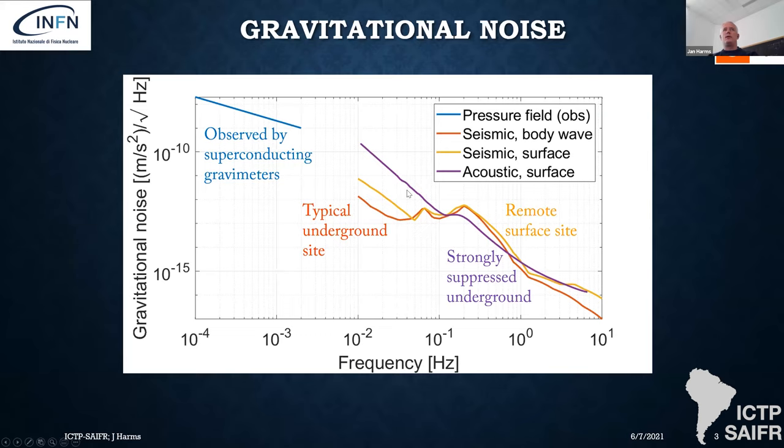Interesting is that, for example, below 0.1 hertz, you really start to see domination by the atmosphere. Above 0.1 hertz, they're all kind of getting similar. Maybe seismic gravitational noise is typically more important above 0.1 hertz, but below 0.1 hertz, it's clearly the atmosphere that you have to worry about and not the seismic field.